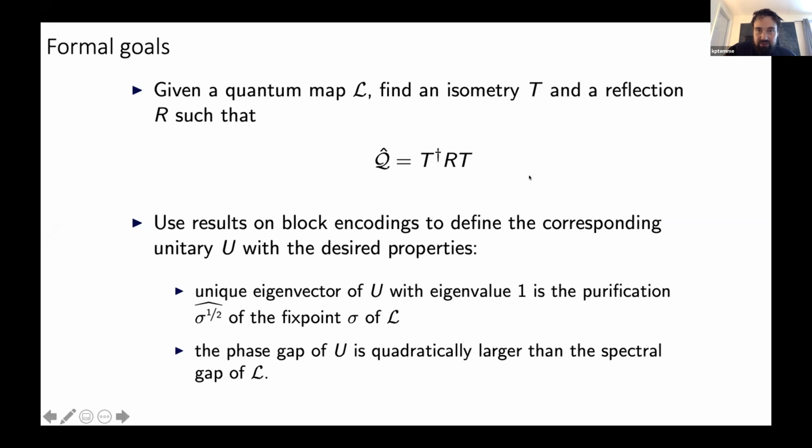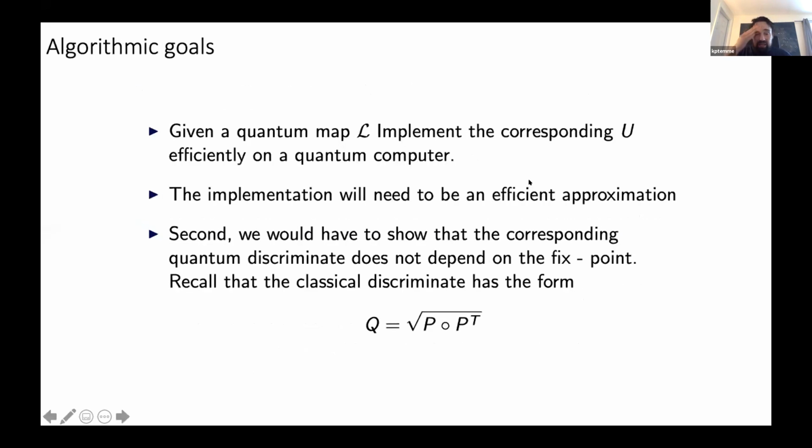So that's sort of what we'd like formally, but algorithmically what we would like is something a bit more. Given such a quantum map L, we would like to have an efficient quantum algorithm that implements that unitary and that reflection. Okay, and there's a lot of things that I'm not going to be talking about, and so I will be sweeping under the rug.